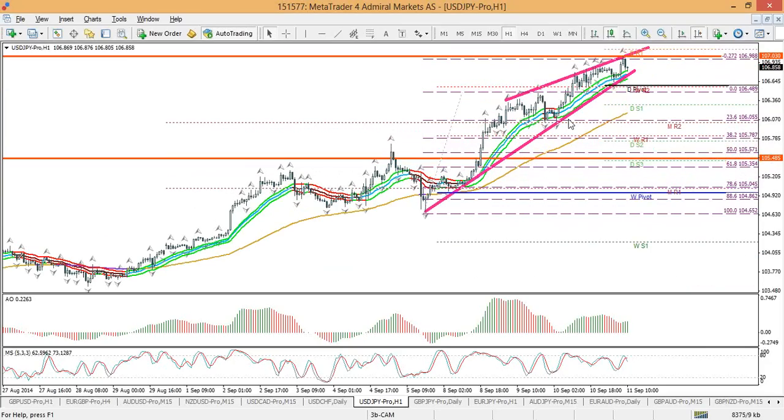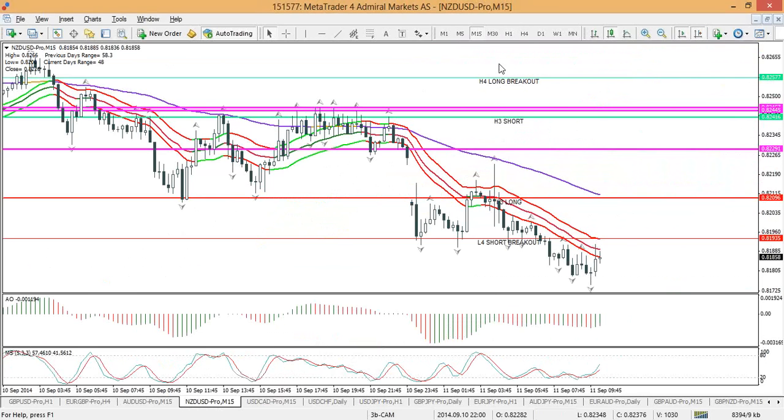From our hourly point of view, we had some breakout trades, as you can see here and here. That's how you can use moving averages to your advantage, right? Let's see if there's anything else. So we can talk about the Kiwi.